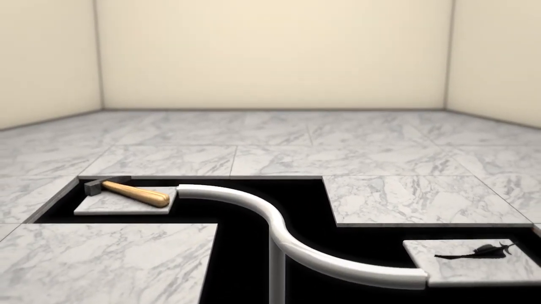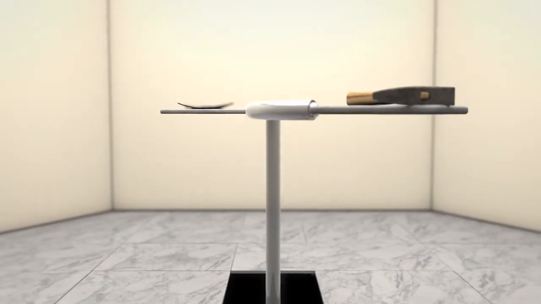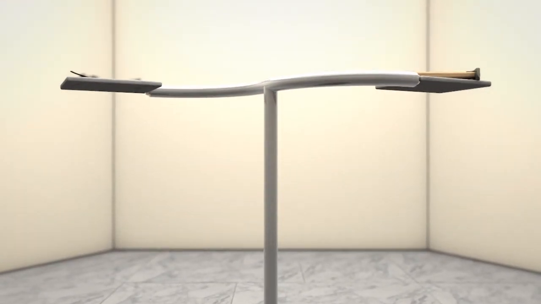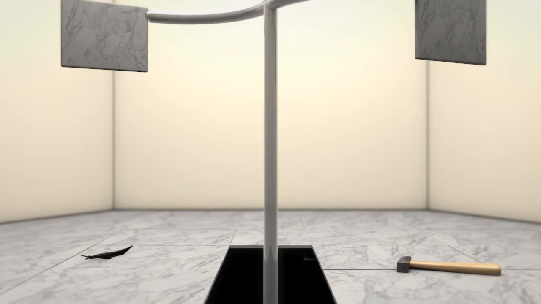In our third experiment, let's drop a hammer and a feather from the same height at the same time. What does your intuition tell you will happen? Most people imagine the hammer hitting the ground first, because it's heavier, so it falls faster. Let's try it out. They hit the ground at the exact same time.